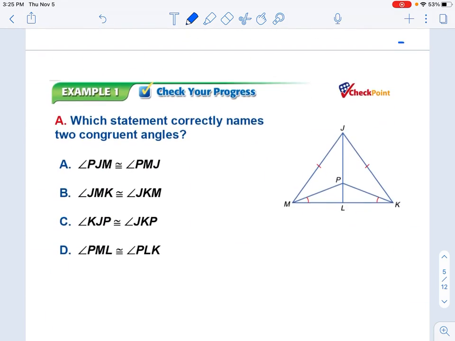It asks which statement correctly names two congruent angles. I would suggest highlighting the angles it's talking about. So the first one is PJM, and then it's PMJ. So we're talking about this angle and this angle. Well, we can't definitely state those are congruent because we don't have their opposite legs of the isosceles triangle congruent. So we can't state that.